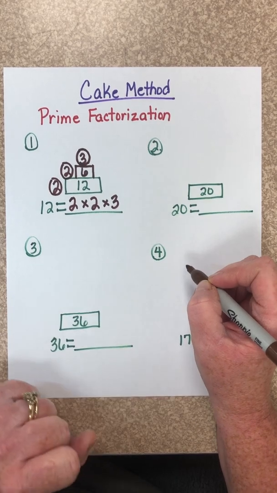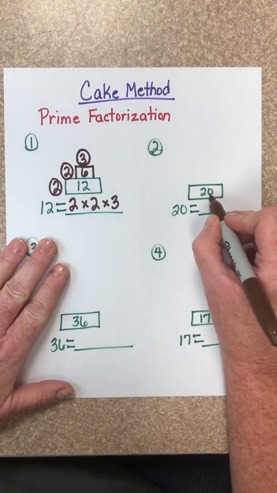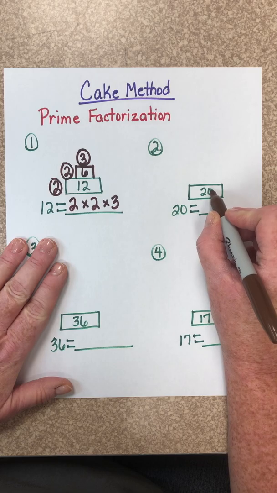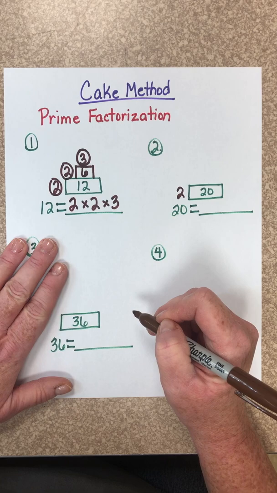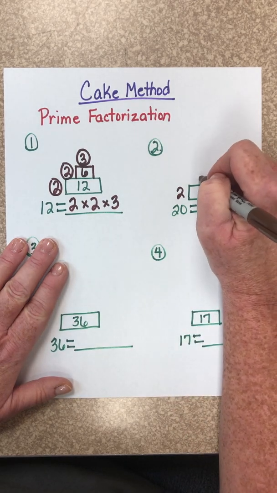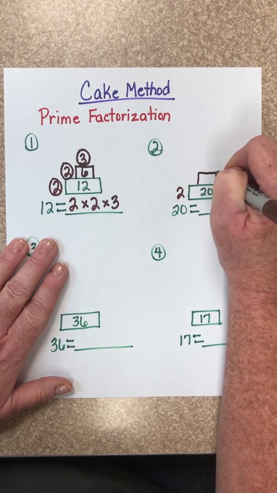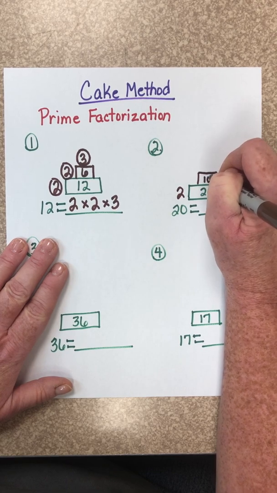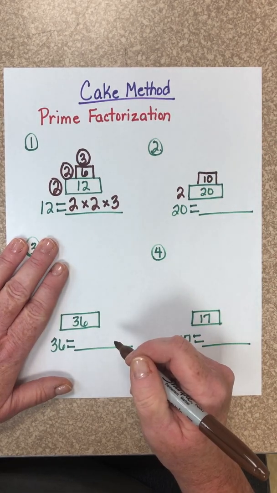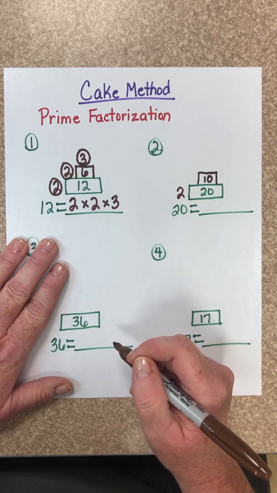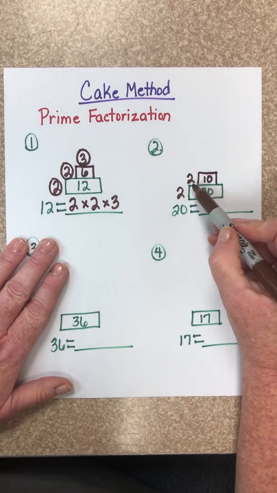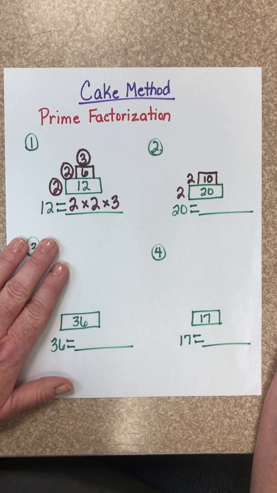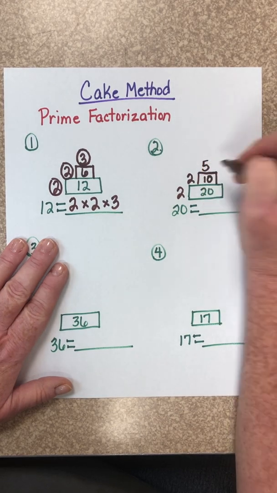Let's look at the second example with the number 20. What is the smallest prime number that you multiply to get 20? Well, that's a 2. 2 times what is 20? Well, that's a 10, so I need a layer of cake and put 10 here. All right, let's think about 10. What is the smallest prime number that would go into 10? Well, that's another 2 because it's an even number. And 2 times what is 10? Well, that's 5. So that means 5 goes on top.